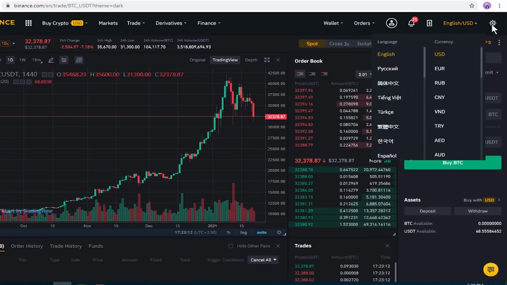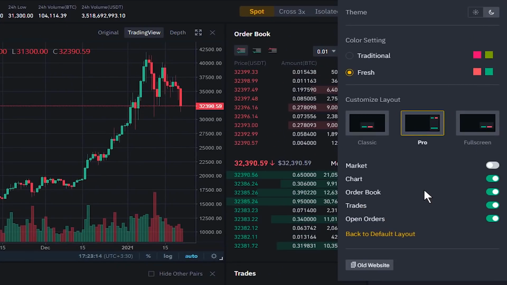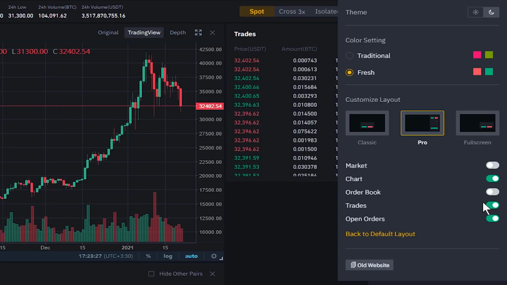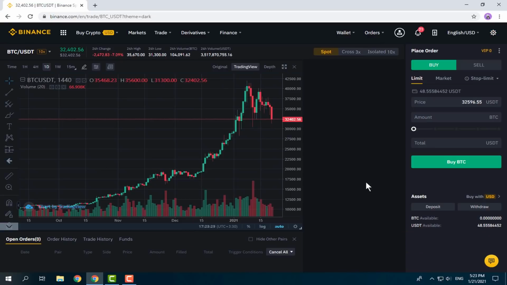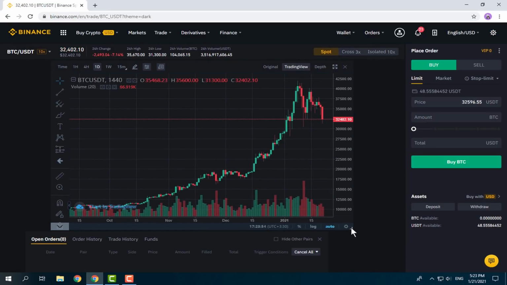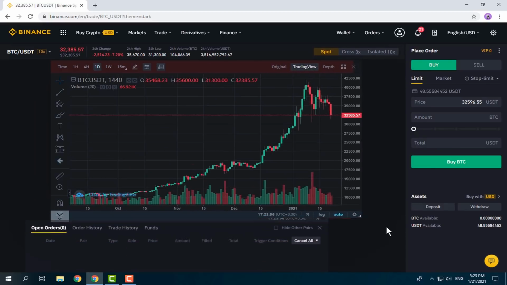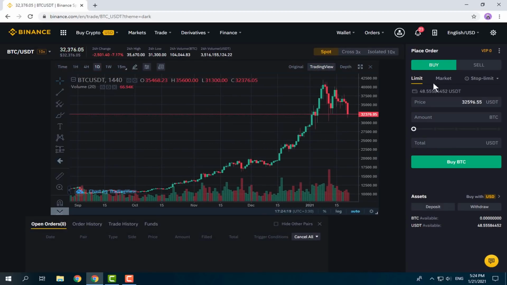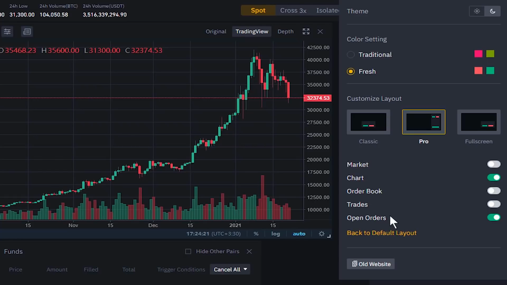By the way, in the Pro layout, you have more options to customize your layout. For example, you can turn off the order book and trades if you don't need them. And you can drag these windows, as you can see, or resize them and make them bigger or smaller. And you can go back to the default setting just by clicking here, back to default layout.